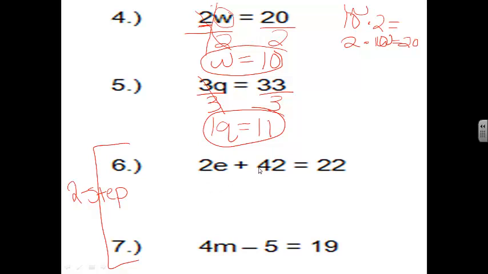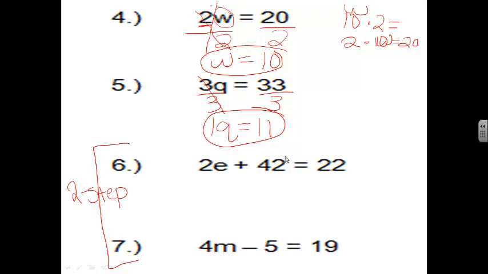That's easy. It should be easy by now because, if we ignore this 2, wouldn't it be e plus 42 equals 22? Could we do that? Of course. If we ignore this plus 42, could we do 2e equals 22? Yeah, you should. So let's just go step by step.